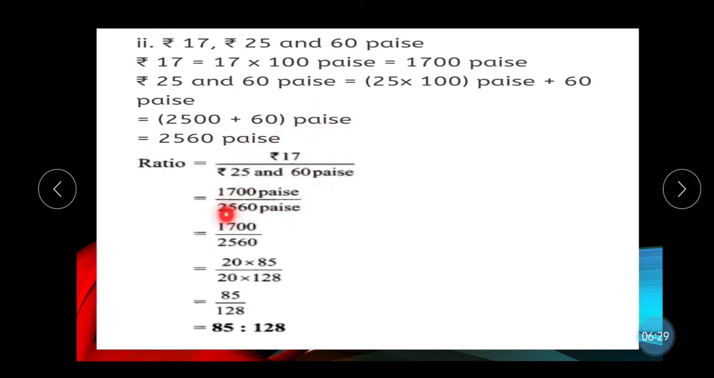Ratio is equal to rupees 17 upon rupees 25 and 60 paise, that we have converted and we got as 1700 paise upon 2560 paise. Both the units are same, so we can solve it. So after reduction, we get 20 into 85 upon 20 into 128. 20 gets cancelled. What remains is 85 upon 128. That is equal to 85 is to 128. Therefore, the final answer is rupees 17 is to rupees 25 and 60 paise is equal to 85 is to 128.